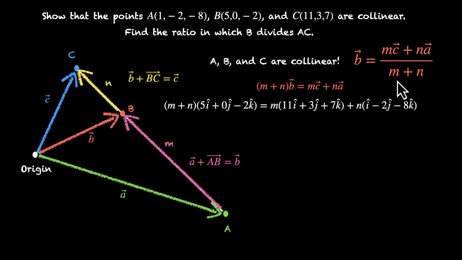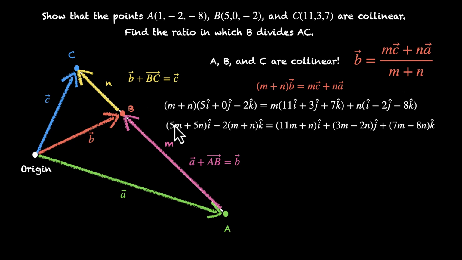Alright, let's open this up. We have 5m plus 5n i cap plus 0 times m plus n, that becomes 0, minus 2 times m plus n k cap. That's the left hand side. On the right side, we have 11m plus n i cap plus 3m minus 2n j cap plus 7m minus 8n k cap. So we have a vector here on the left hand side and we have a vector here on the right hand side. And we're given that these 2 vectors are equal.